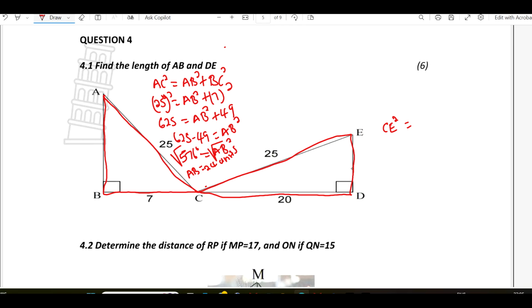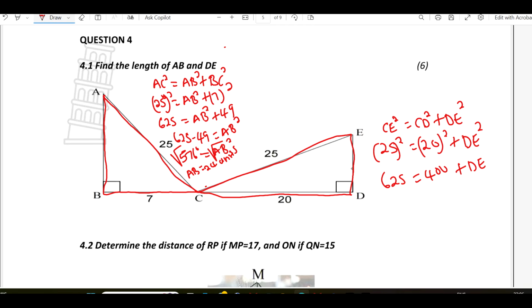CE equals CD plus DE, what squared. My CE is 25, so 25 squared equals CD is 20 plus DE squared. This is 625, and then this is 400 plus DE squared. I'll take this to the other side: 625 minus 400 equals DE squared. So 625 minus 400 is going to be 225 equals DE squared.